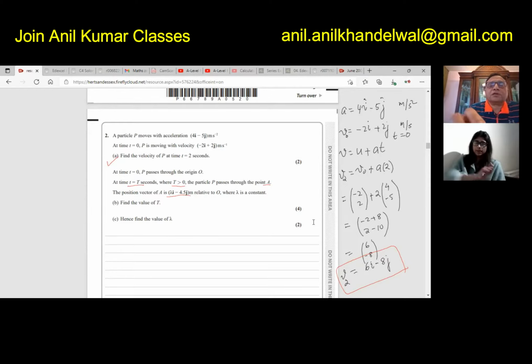Correct. So let's try to visualize the situation. Always draw a diagram. Let's say this is the origin. It says at t equals 0, P passes through the origin, so it's there at the origin. At time t equals T seconds, where T is greater than 0, particle P passes through A. So let's say this is A, and this is the time T, capital T.